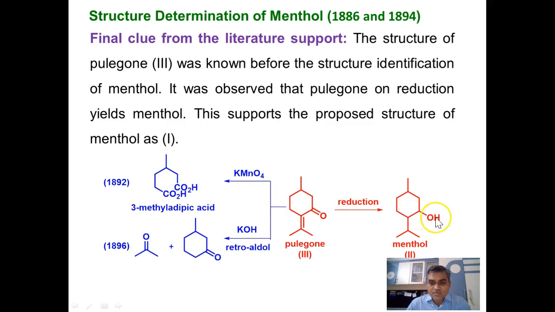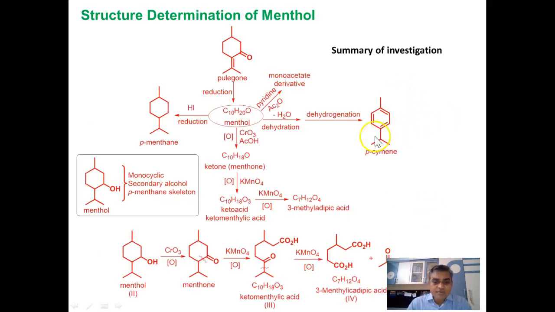This is the position of the OH group here. So in this way, we have elucidated the structure of menthol on the basis of simple chemical methods of analysis. The investigation starts with the determination of the molecular formula of menthol. From the molecular formula, we have seen that it has 1 degree of unsaturation.